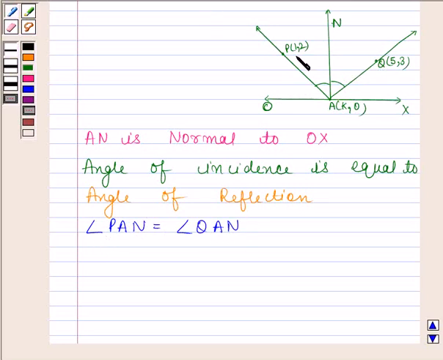Now, as angle PAN is equal to angle QAN, therefore it implies angle PAO is equal to angle QAX. Now, let both these angles be equal to theta. Now, as angle PAO is equal to theta, therefore angle PAX is equal to 180 degrees minus theta, right?